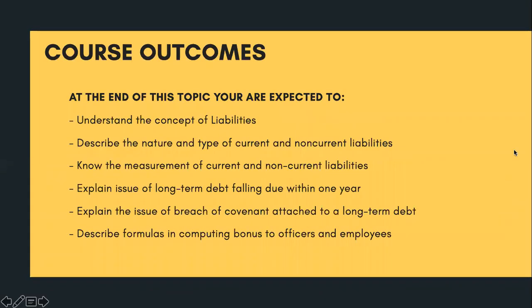For the course outcomes, at the end of this topic, you're expected to understand the concept of liabilities, describe the nature and type of current and non-current liabilities, know the measurement of current and non-current liabilities, explain the issue of long-term debt falling due within 1 year, explain the issue of breach of covenant attached to a long-term debt, and describe formulas in computing bonus to officers and employees.